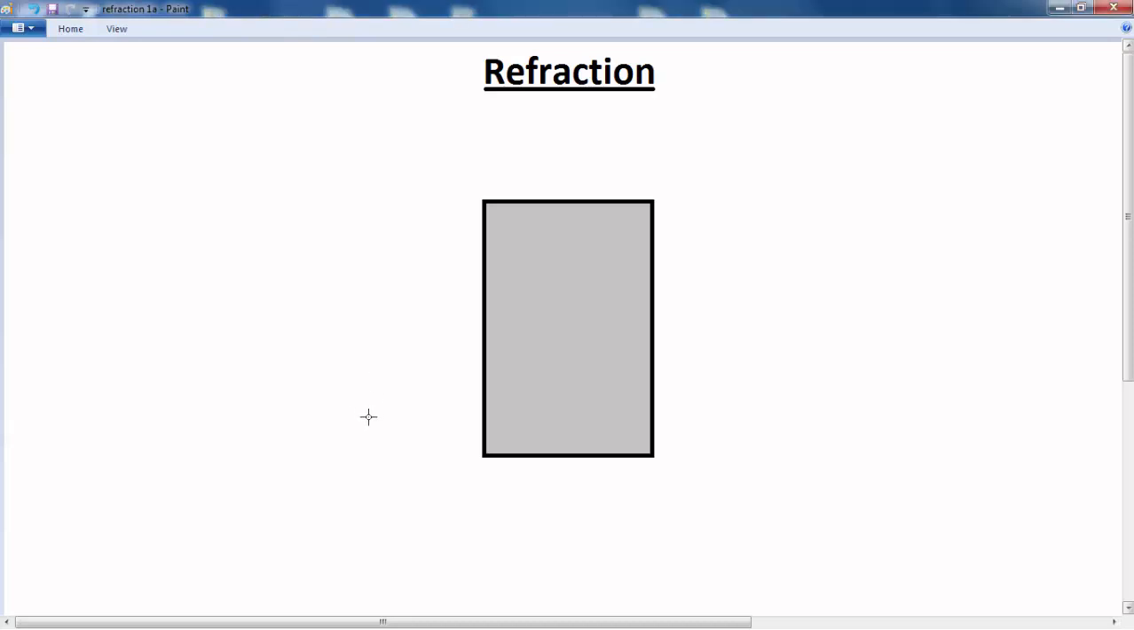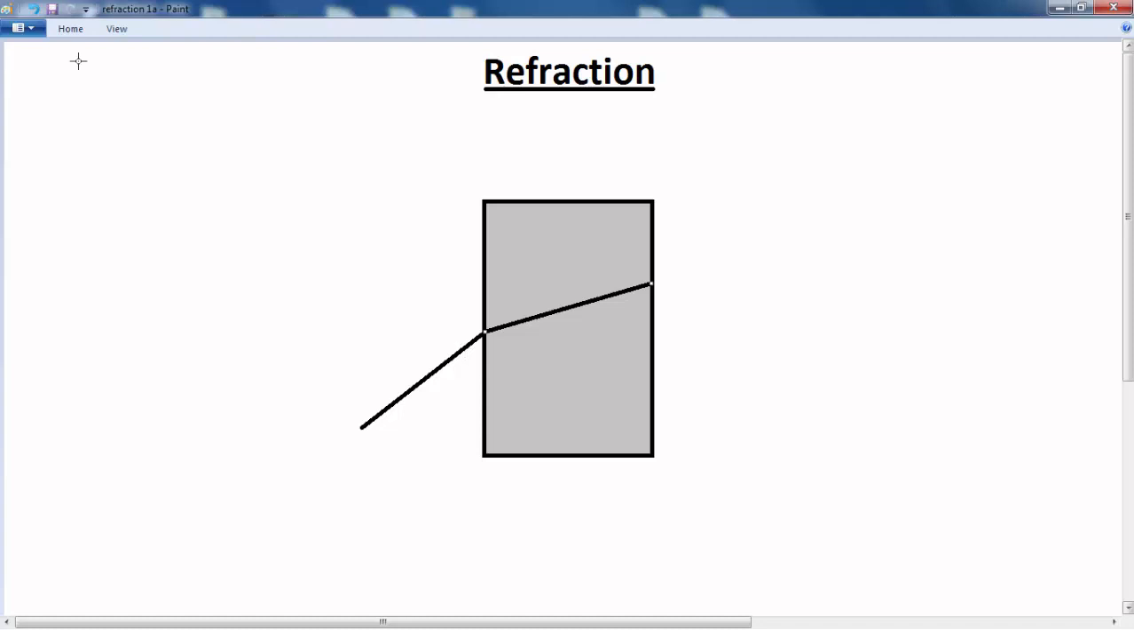So what actually is refraction? Well, we have a ray of light which is incident onto a boundary, and here we have a boundary between a glass plate and air, and as it crosses the boundary, the ray changes direction. Now, this changing of direction is what we call refraction. And what we're going to do in this lesson is try to understand why refraction takes place.